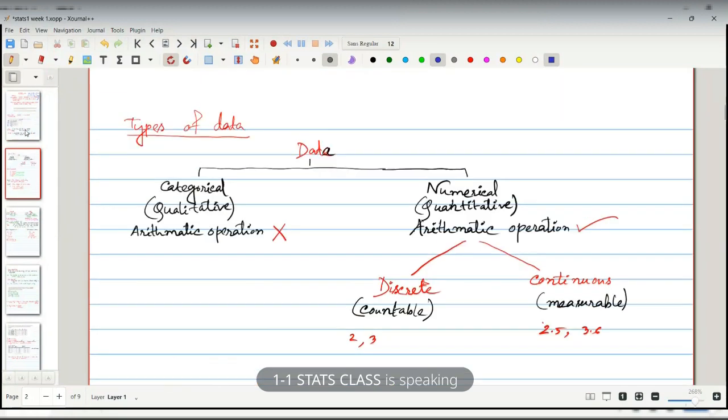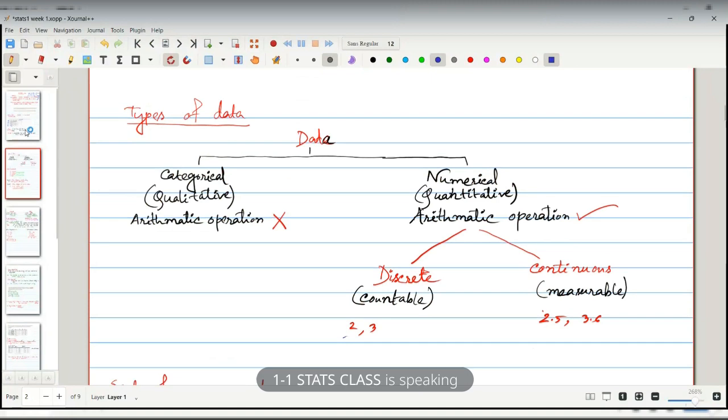Next is types of data. Data are of two types, categorical and numerical. Categorical is qualitative. We cannot perform arithmetic operations on categorical data. Another is numerical data, on which we can perform arithmetic operations. Numerical data can be of two types, discrete and continuous. Discrete are whole numbers like 2, 3, that means they are countable. Continuous is measurable, like 2.5, 3.6, real numbers. So these are our types of data.